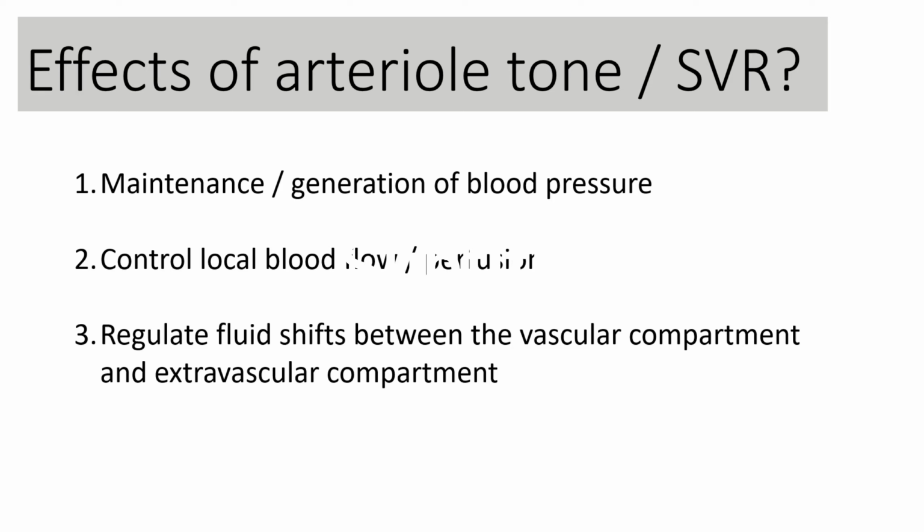Secondly, it controls local organ perfusion. Thirdly, it results in fluid shifts between the vascular and extravascular compartments. So let's now recap on how arterial tone and systemic vascular resistance has these three effects. Firstly, let's look at blood pressure.